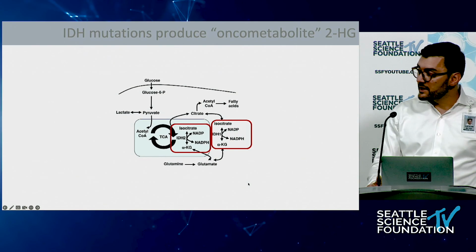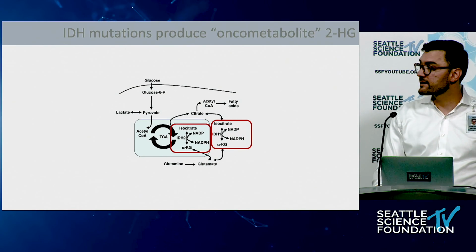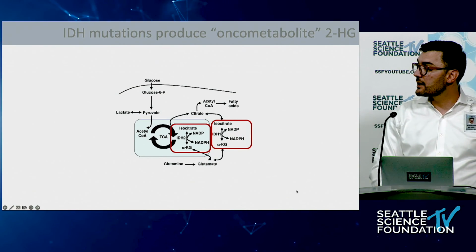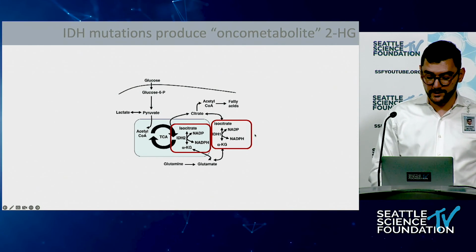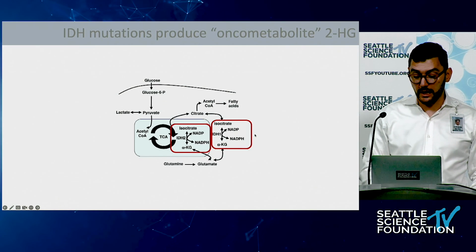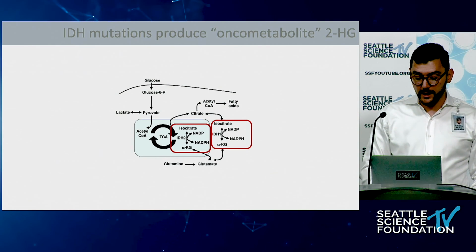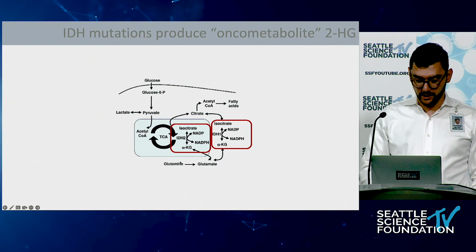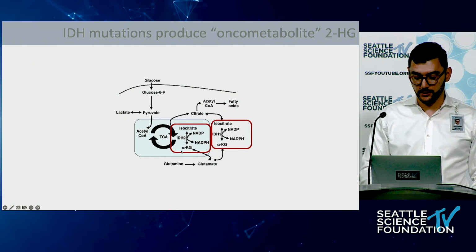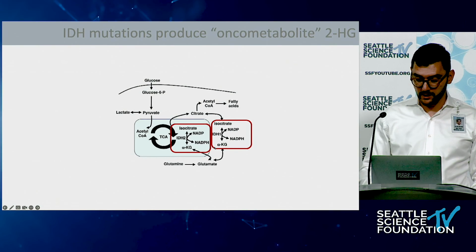So what does IDH mean? It's isocitrate dehydrogenase. It's an enzyme that converts isocitrate and alpha-ketoglutarate, and there's actually 2 of them. One is in the cytosol, one is in the mitochondrion. IDH1 is in, well, now I can't remember. I think IDH1 is in the mitochondrion and IDH2 is in the cytosol.